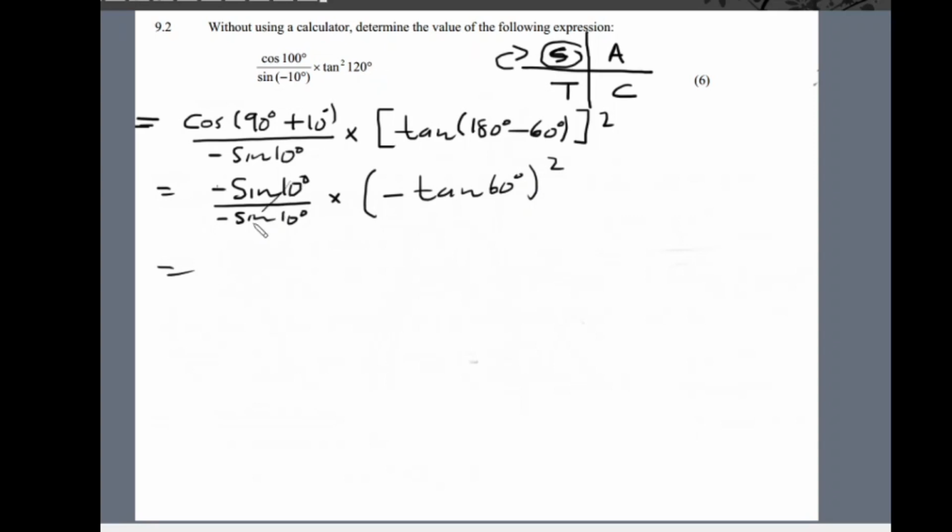And then this and that will cancel. We will have 1 multiplied by, now here we have to apply special angles, right? We know that when applying special angles, we need to think of these triangles here.